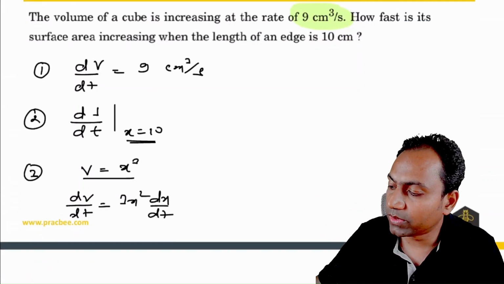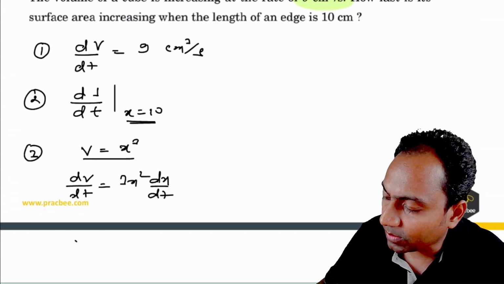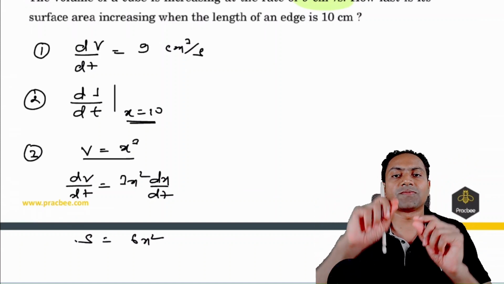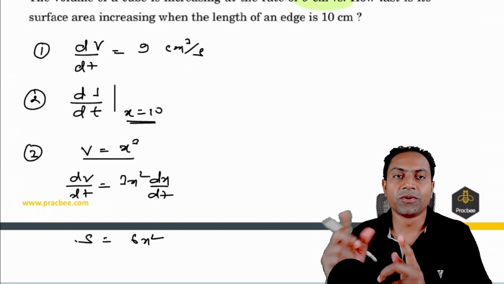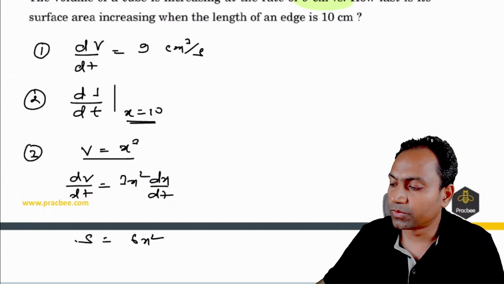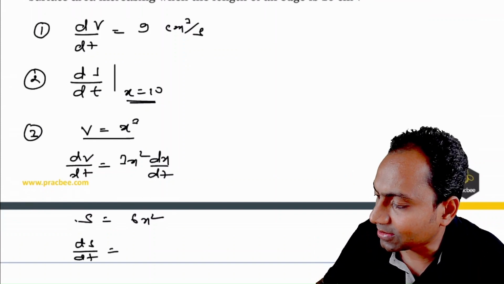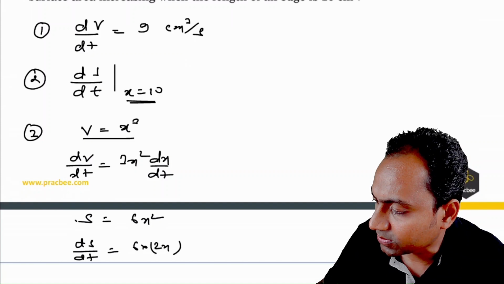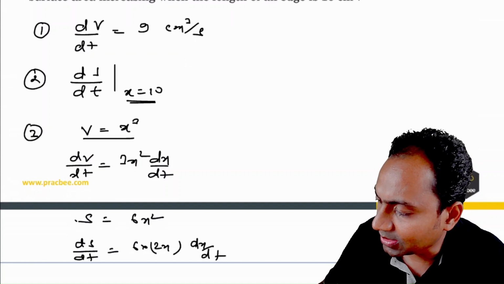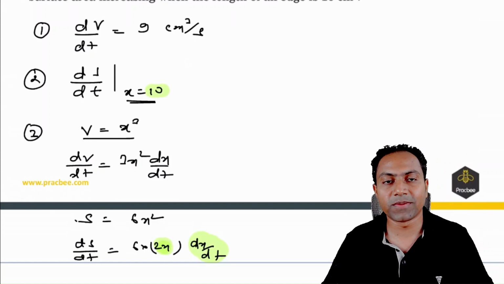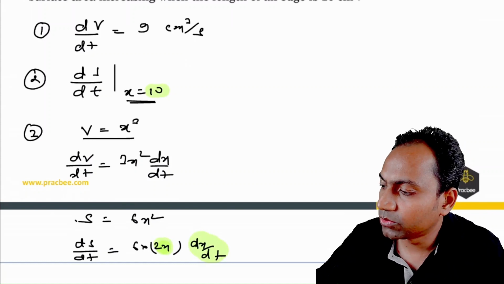Now if I do dS by dt, let us see what is the common factor. S is nothing but 6 times x square, because every surface will have area of x square. There are 6 surfaces to a cube. So answer becomes 6x square. So dS by dt is nothing but 6 into 2x into dx by dt. I know the value of x, they have given in the question as 10. I do not know the value of dx by dt. If I somehow find this, I get my answer. So that I can find using my third step.